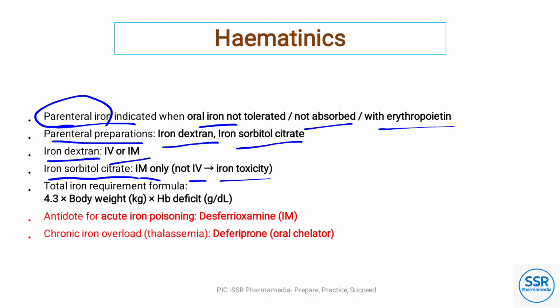The total iron requirement formula is 4.3 into body weight in kg into Hb deficit. When there is excess iron in our body, that leads to iron poisoning. For that, we need to give an antidote. The antidote for acute iron poisoning is desferrioxamine. Then chronic iron overload, as in thalassemia, is treated with deferiprone. It is a type of oral chelator.